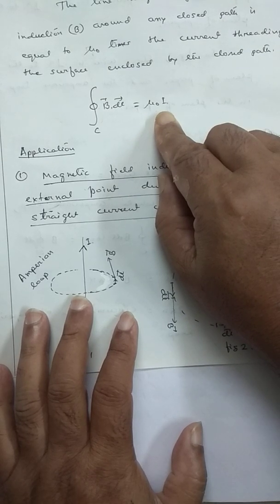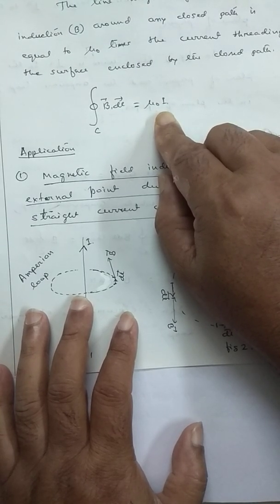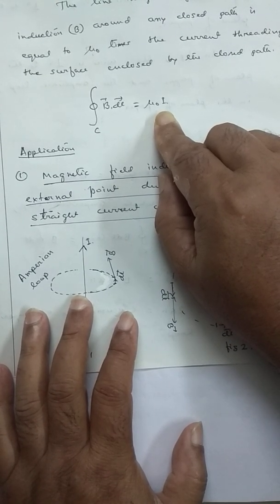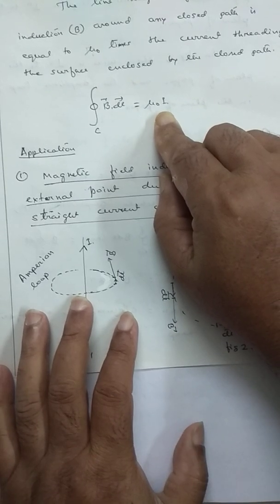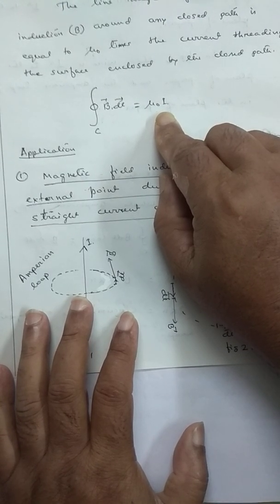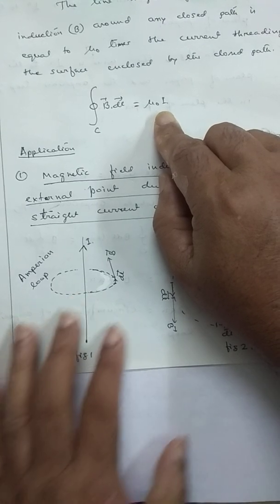This law is also called the analogue or equivalent of Gauss's law in electrostatics. Can you remember Gauss's law in electrostatics? Total electric flux linked with a closed surface is equal to 1 by epsilon 0 times the total charge enclosed by the closed surface. Epsilon 0 is the permittivity of free space.